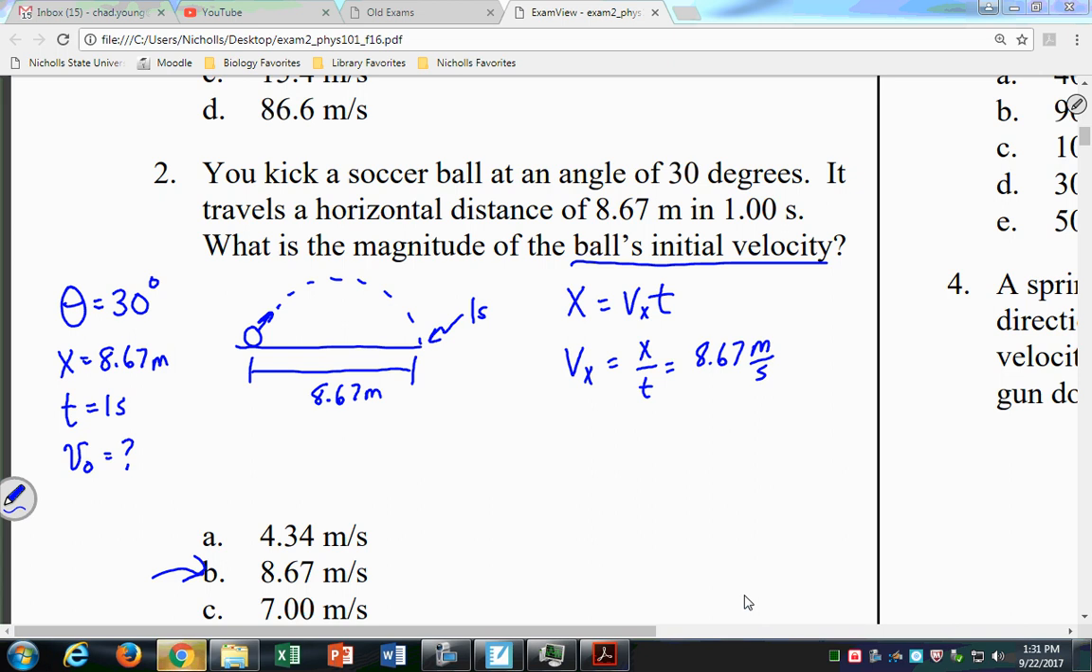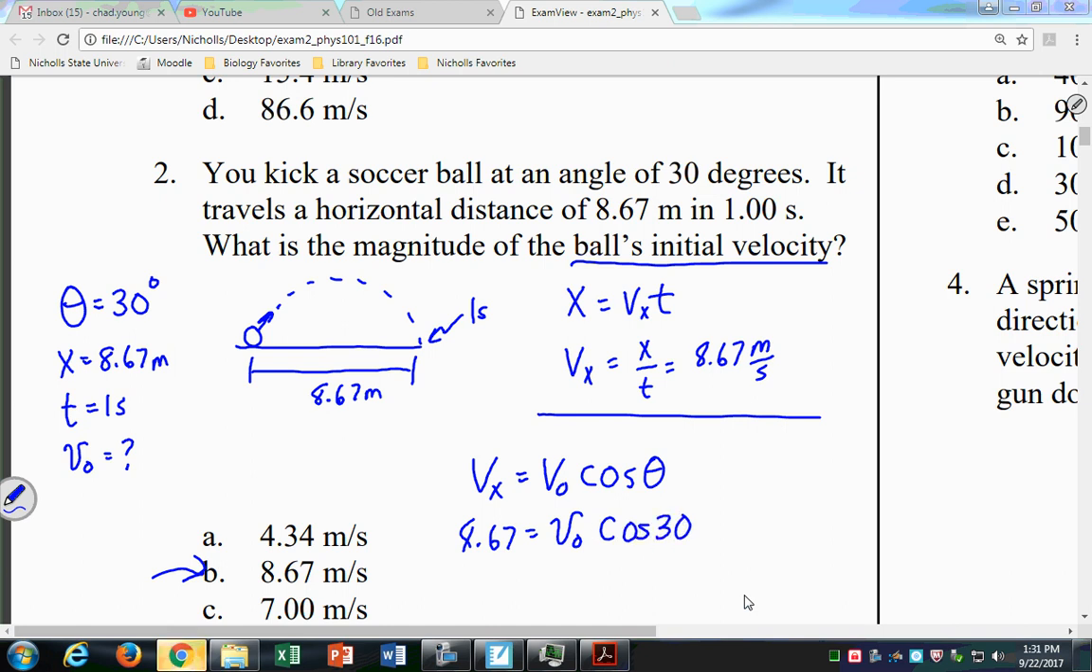Okay, so now I want to find V naught. Well, I know that Vx is equal to V naught cosine theta. And so 8.67 equals V naught times the cosine of 30. Cosine of 30 is 0.867, so V naught works out to be 10. All right, 10 meters per second. So I think that was D or E. So that's a similar problem. That's a little bit different.